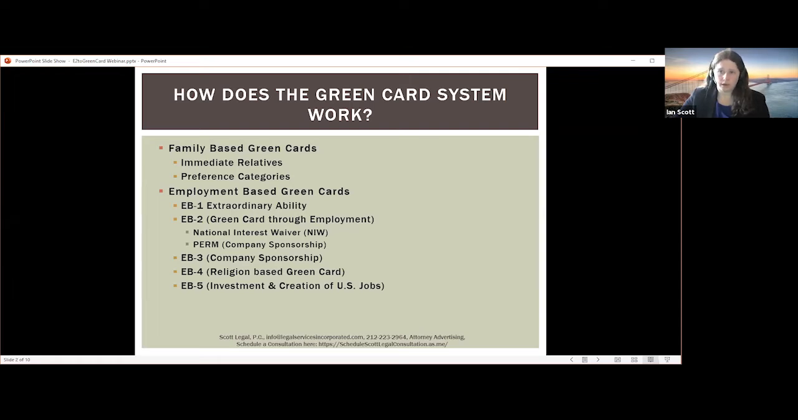So there's the EB1 for individuals of extraordinary ability, and the EB2 green card through employment, and this encompasses both a national interest waiver, which we'll talk more about and can be a self-petition, or the PERM process, which is where you have a company sponsor you for a green card. The EB3 is also available to individuals where a company wants to sponsor them for a green card. The EB4 is for religious-based workers, and the EB5 refers to green cards through investment and creation of US jobs.